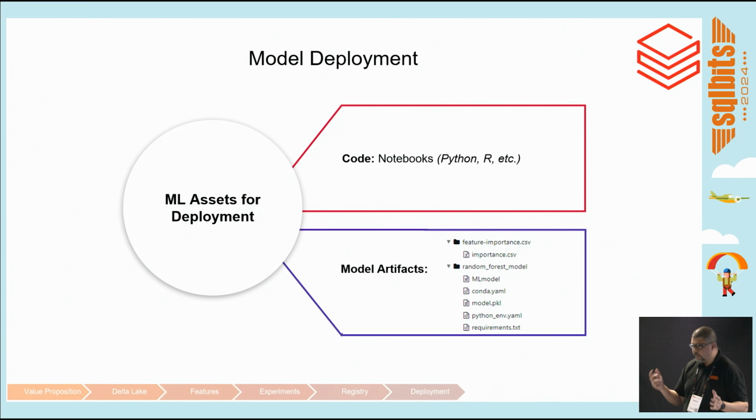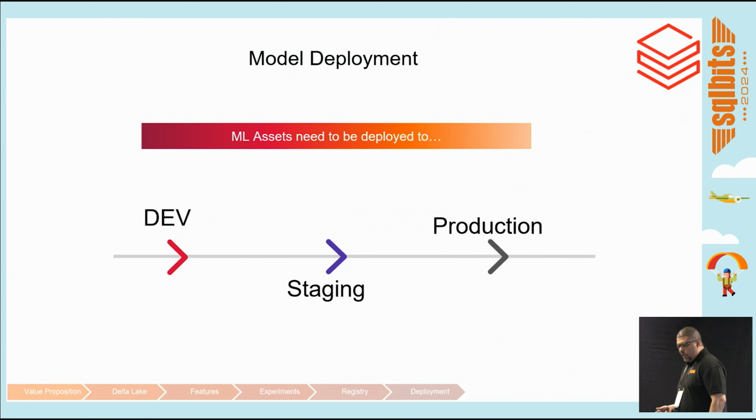Now, let's talk about deployment, right? So we came a long way, right? We talked about the data management side, how to log our experiments, register our models. Now, when we talk about deployment of models, we have 2 assets that we need to consider, right? One is the code, which on the Databricks side are the notebooks. The other one is the actual model, or the model artifacts. And we need to deploy that to development, staging, and production. Of course, some organizations, they have 4 environments.